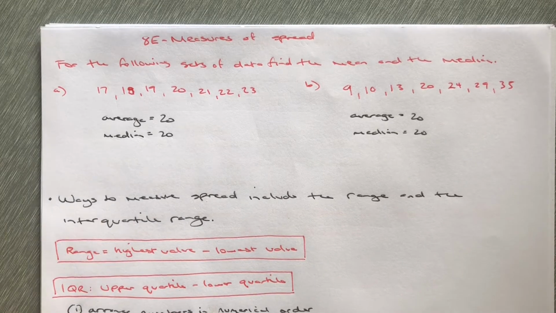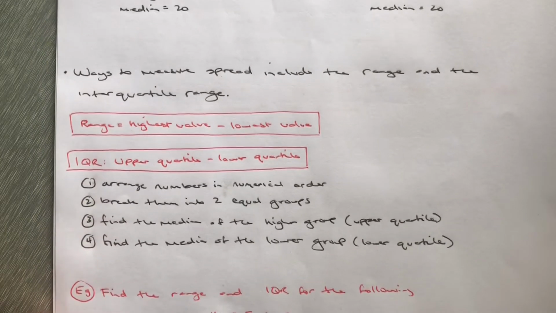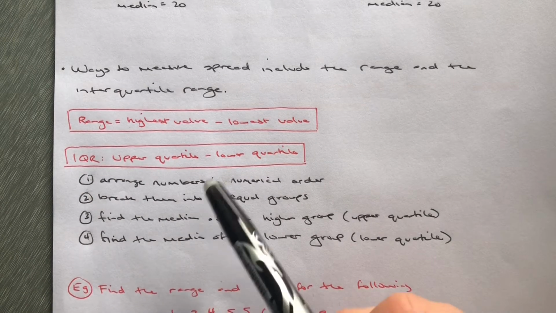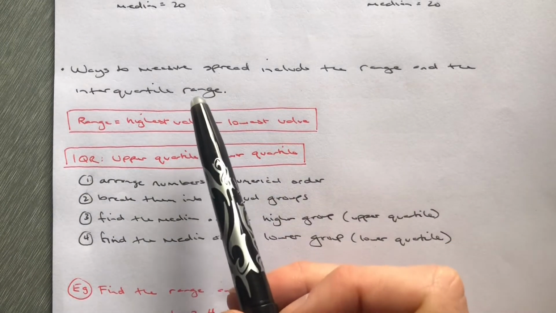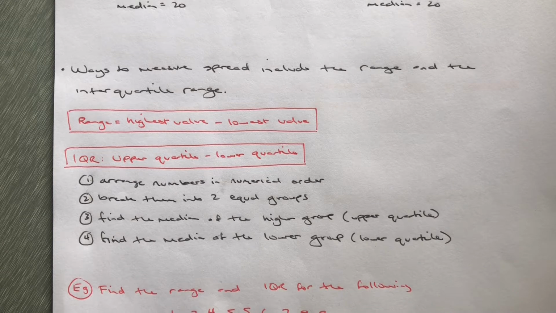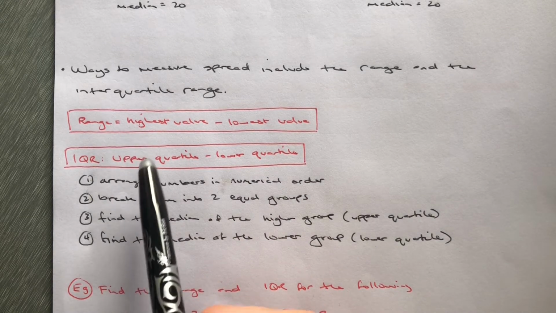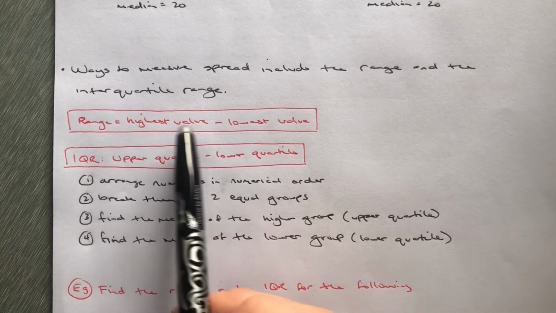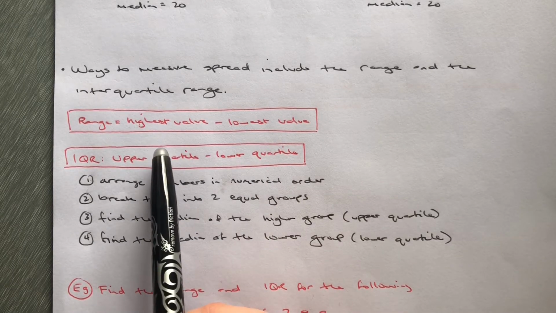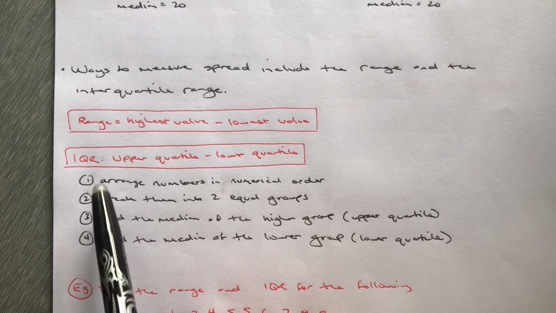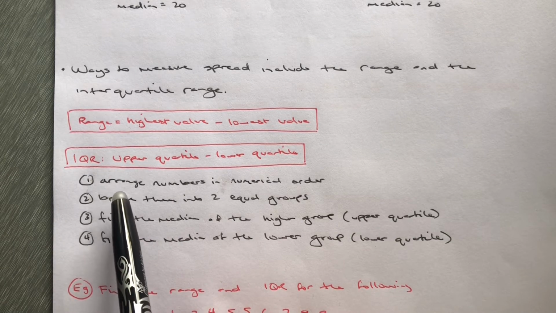Now we're looking at two different ways to measure spread. And as it said with this dot point here, we can use the range and the interquartile range. Now I'm going to show you what each of those are. I've got a couple of little formulas that we can use to find out what the range is, and also the interquartile range, which you'll be practicing using this formula and these steps as well, which we'll go over in a second.